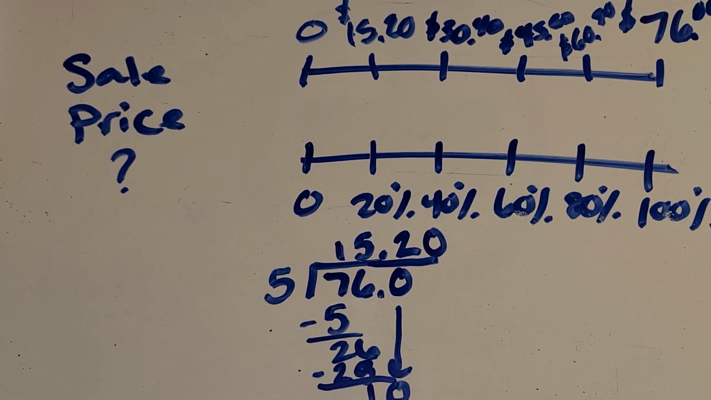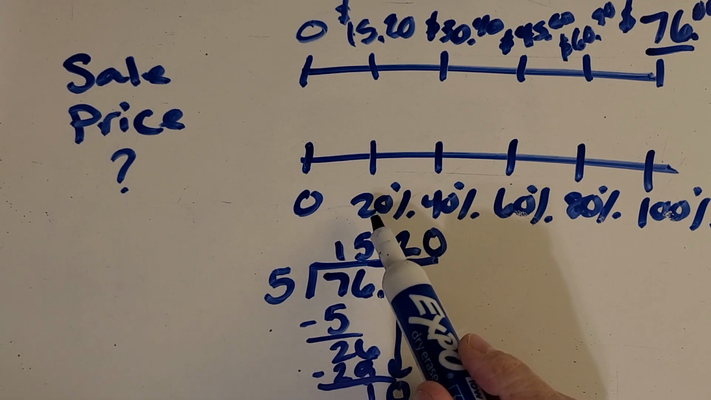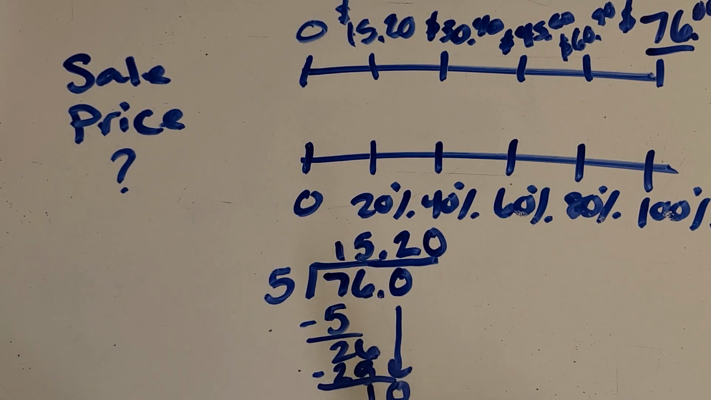Okay, now if we want to know the sale price, let's think this through. The original price is $76, and we're getting 20% off of that. So what mark do I need to go to? What would 20% off represent? I know that 20% of that amount is $15.20. So what would that sale price be?